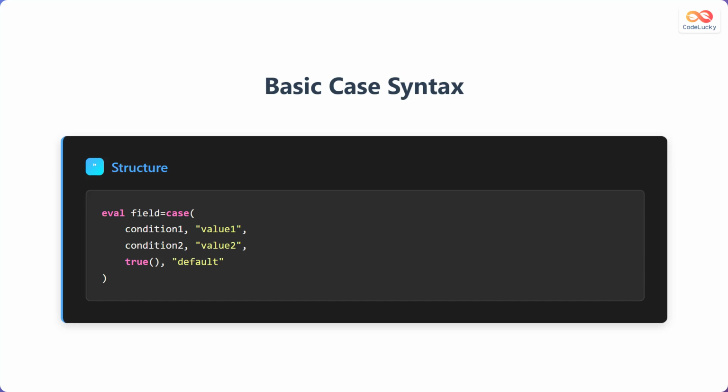Let's examine the basic structure of the case command. The syntax follows a clear pattern. You start with the eval command, followed by your field name, then the case function. Inside the case function, you provide pairs of conditions and values. The structure is condition 1, value 1, condition 2, value 2, and finally true() for the default value. This pattern ensures that every scenario is handled appropriately.